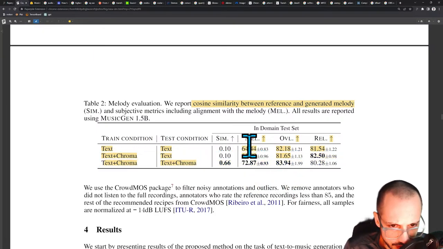Even these numbers here, right? It's like, oh, look at this. We got a high score here with Mel, but this score is about the same as this one, and this one's lower than this one. So this isn't convincing to me. I don't think this melody conditioning is actually good.